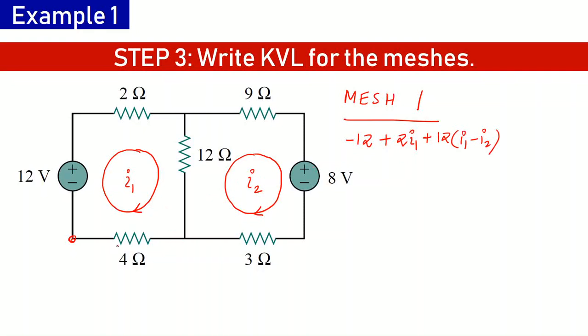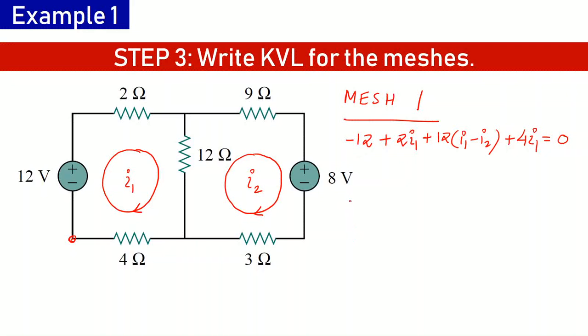Now on my way I'll have this 4 ohm resistance, the current through which is I1, and there is a fall in potential. Again I'll take it with a positive sign. The value of resistance is 4 ohms and the current is I1. So I'm back to the point from where I started. So the sum of all these potential differences should be equal to 0. So this will be the KVL equation for mesh 1.